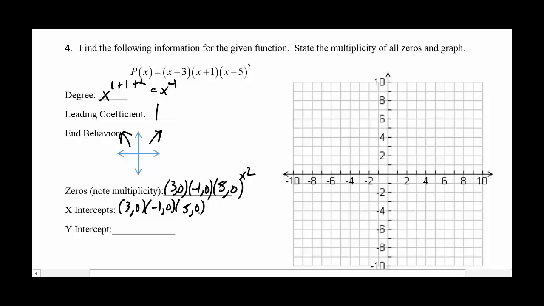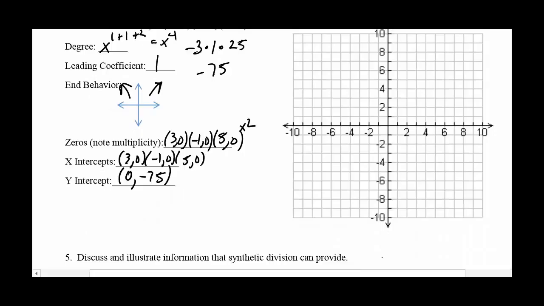And again, I feel like I'm just repeating my question here, but anyways. Y-intercept: put a 0 in there. That would give me a negative 3 times 1 times 25. So that gives me a negative 75 as far as the y-intercept goes. Well, it is what it is. So it's way, way off the screen. Down here at negative 75, I have a y-intercept.